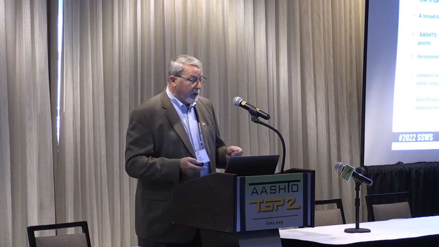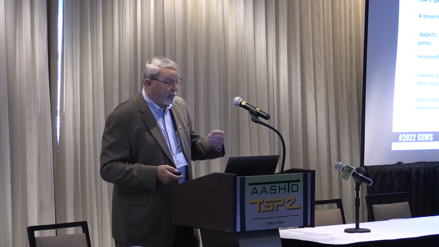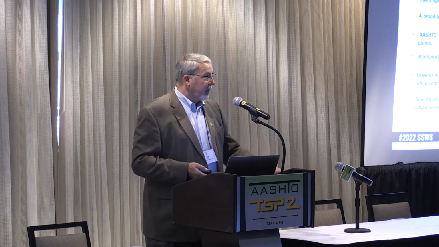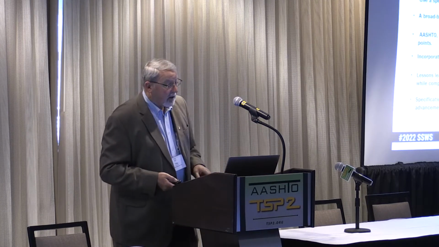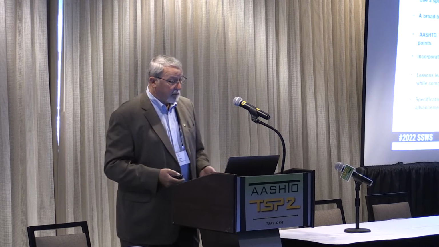So I say that because broad brush specifications may not be the answer to everything. They're a great starting point, but you need to be project specific when you're putting those things together. So you can start with an AASHTO spec, an ISSA 143, state DOT specs. They're all good starting points, but there has to be some specifics in there that are directly related to the project that you're working on. And incorporate local conditions and materials and processes. Lessons learned on previous projects should be considered while compiling these good specifications. If you've been using these treatments, such as microsurfacing, over the years, you've learned what works and what does not work. Put those in those specifications and you'll be better off.